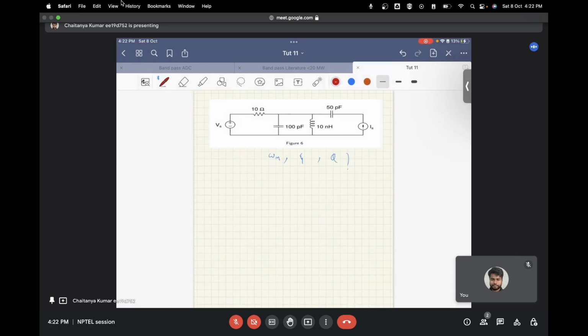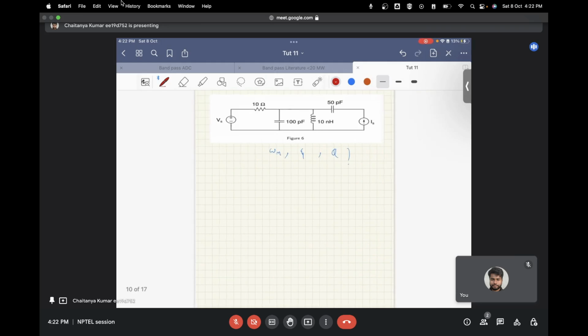So let's move to the next question. Now, again, this question has two sources. And in this case, again, you have to find the values of zeta, omega naught, and Q. So what you need to do is the same thing. First of all, we'll solve it the traditional way, and then we will see what insights we can decipher from this. Now, let's take this as one node, and let's call it V naught.